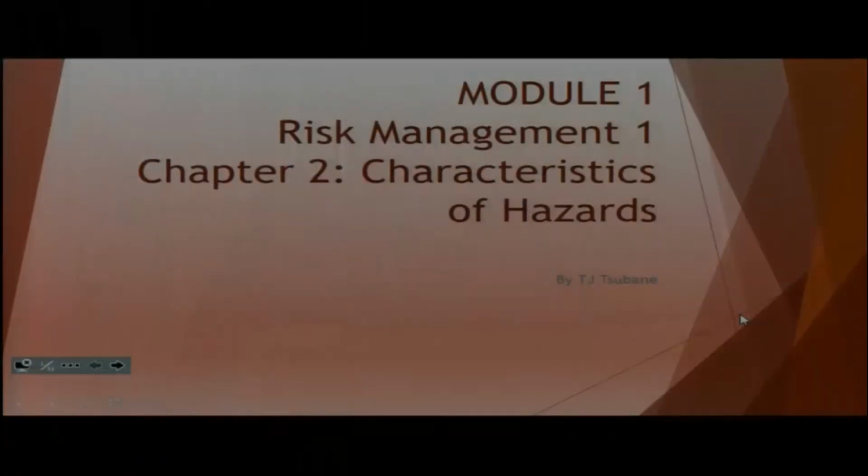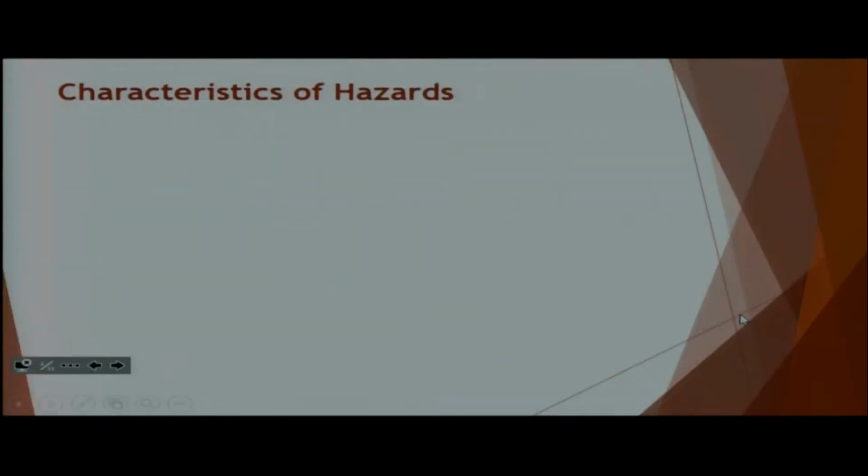Welcome to Risk Management 1.1, Chapter 2, Characteristics of Hazards. Very, very important. From Chapter 1, ladies and gentlemen, we have seen that we've looked at a lot of theories from different learned people. And then what we have done from those theories, we have deduced that we're going to take one definition forth, which explains what hazards are. And we said hazards are anything that can cause harm that has certain characteristics. Now, Chapter 2 starts from the second part of the definition, which has characteristics.